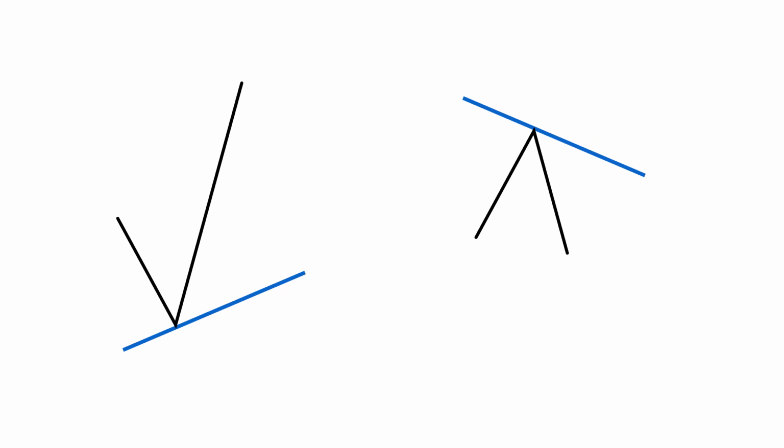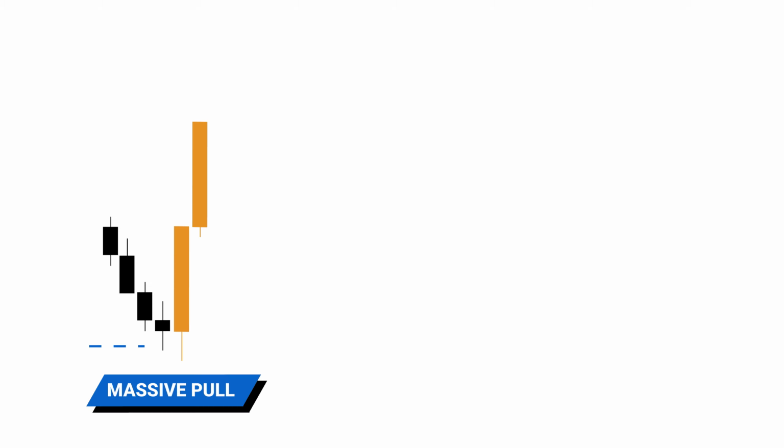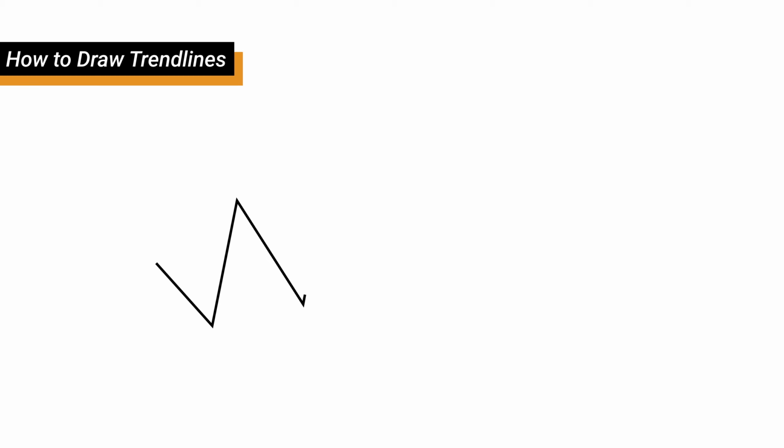Before you can identify trend lines correctly, you need to know how to identify swing highs and lows in the market. To identify swing highs and lows, you need to see a significant drive away from a price point. It's either a massive pull from the price point or a gradual but prolonged move away from a price point. Once you're able to identify swing highs and lows, drawing your trend lines becomes quite easy.